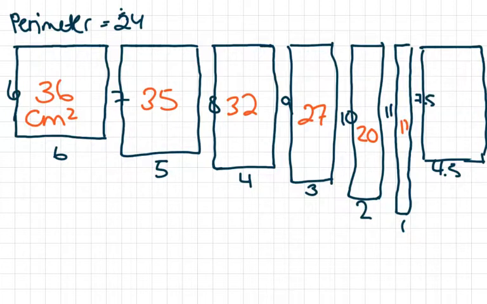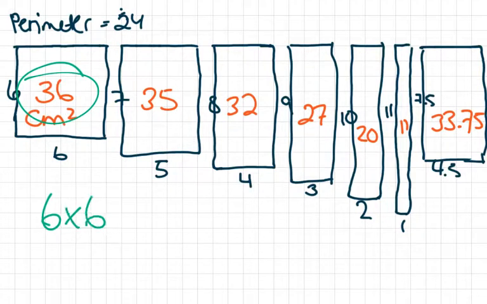And 7.5 times 4.5 is 33.75. Right, so those are my areas. Now, part C says, what are the dimensions of the rectangle with the greatest area? So the highest number is 36, and the dimensions are 6 by 6, right? So they're the same.